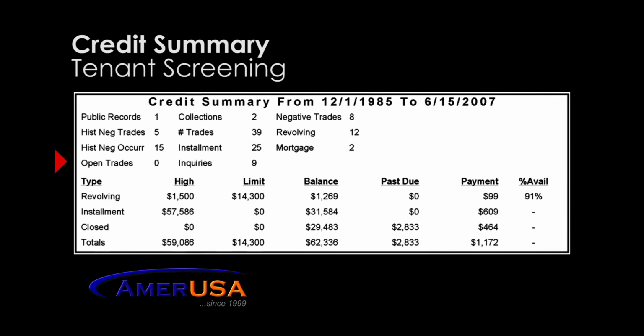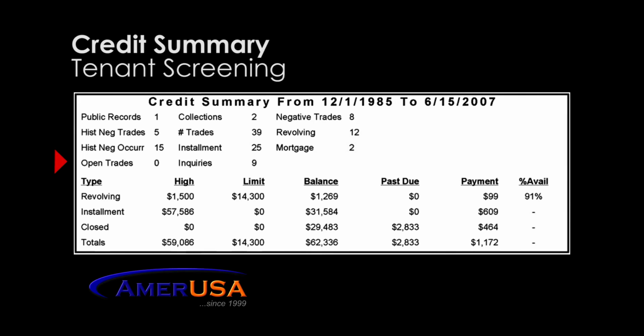Going back now to the left, we see open trades of 0. This would mean the number of accounts that are currently being reported as open. This indicates 0, so no accounts on file were last reported as being open. They are all closed. And finally in this section we have inquiries.